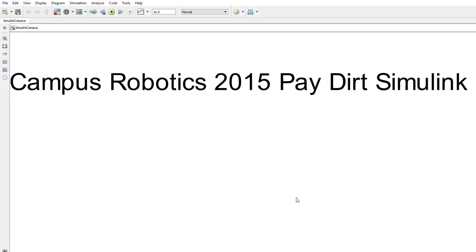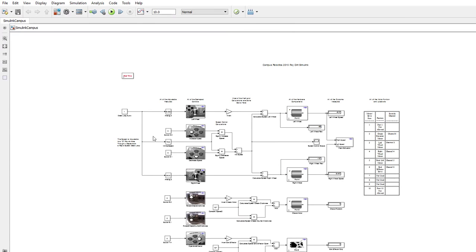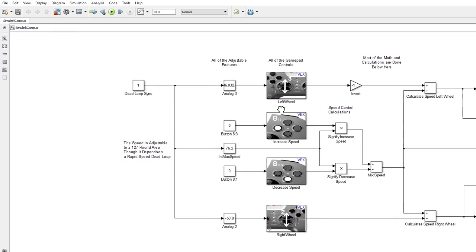Today, I will be demonstrating Campus Robotics' 2015 PayDirt Simulink model. The model is set up so that all the items are organized in component columns and function rows. This is done so that everything can be easily understood. There are 6 main component columns.